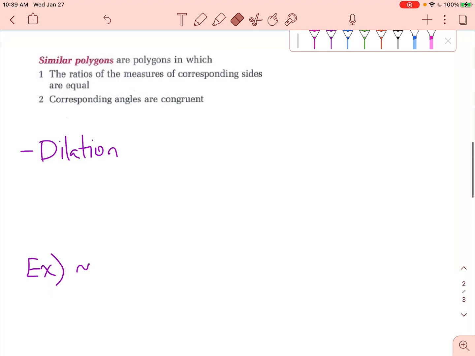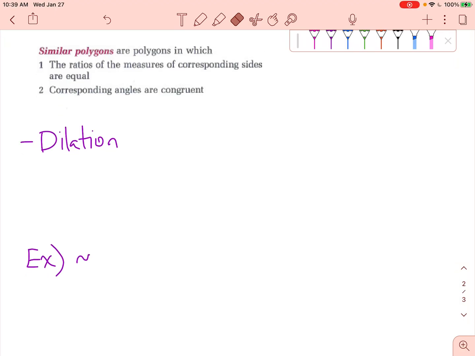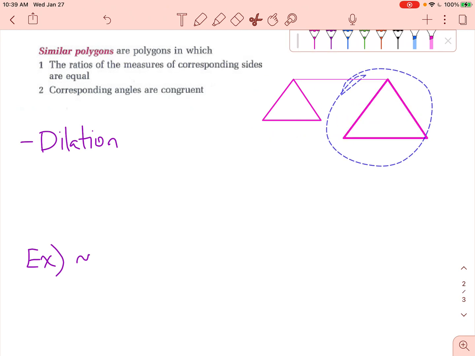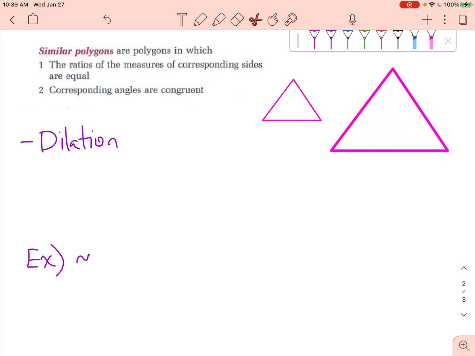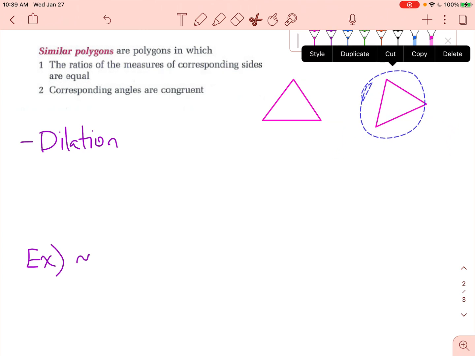All right, guys, so welcome to section 8.2. We are working with similar polygons. I know that we've been working with congruent triangles, congruent polygons, congruent shapes. A similar polygon is, let's copy this and paste this so I can show you guys, something that is the same shape but a different size. So you can see what's happening here. It's the same shape but a different size. So it's either going to be larger or it's going to be smaller, okay?